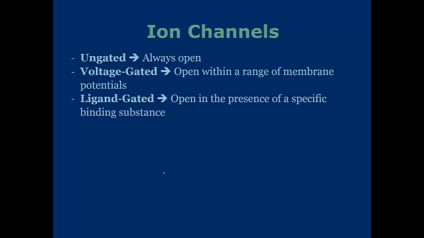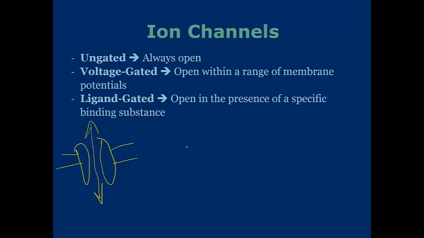The first type of proteins used in biosignaling are what are called ion channels, and there's three kinds. There's ungated, voltage-gated, and ligand-gated. Ungated proteins form channels, and they're constantly open, so specific substrates are allowed to go to and from these proteins. There's no mechanism that keeps them open or closed.